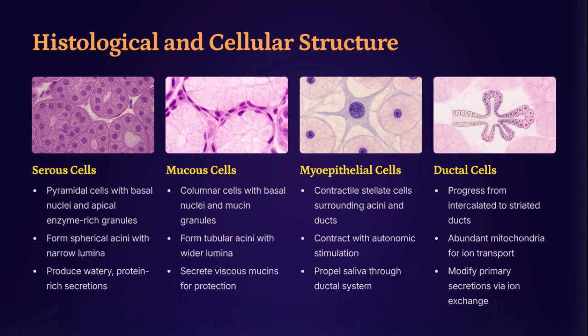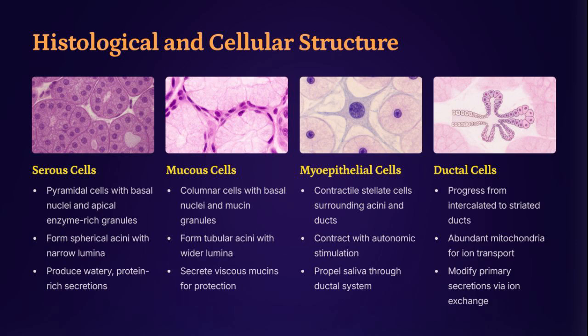Now that you know where the salivary glands are, let's zoom in and see what they're made of under the microscope. The main working units are specialized cells, each with a unique job. First, there are serous cells. These are shaped like pyramids and packed with enzyme-rich granules. They produce watery saliva that's loaded with digestive enzymes like amylase. Next are the mucus cells, which are more column-like in shape and contain mucin granules. These cells secrete thick, slippery mucus that helps coat and protect your mouth.